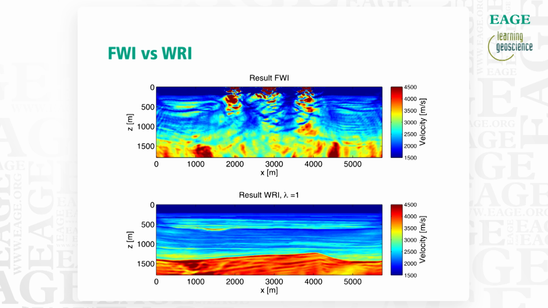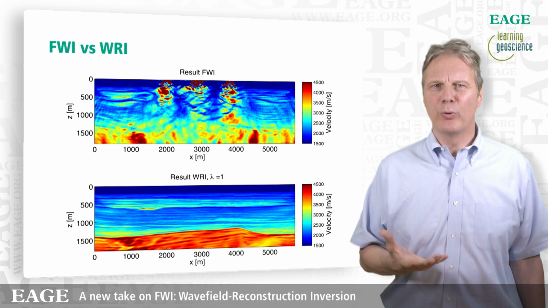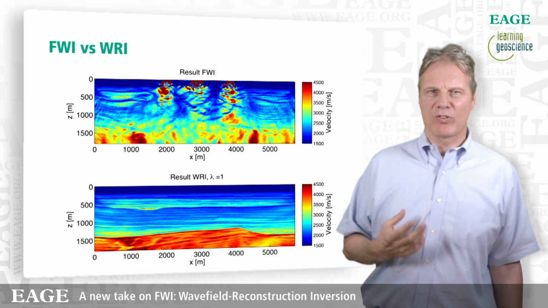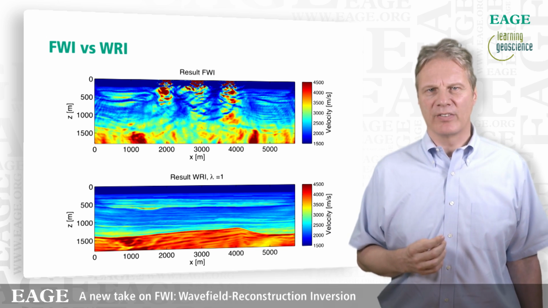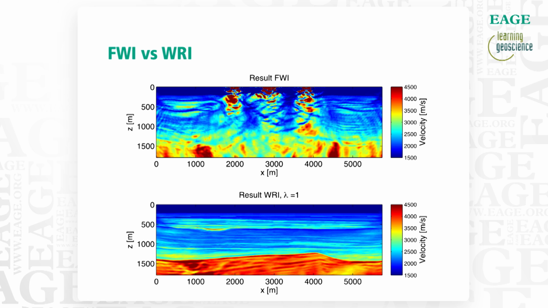And as you can see from the top, the results for FWI are stuck in a local minimum. The initial model was too poor, and the method is going off in completely the wrong direction. Whereas the result for wavefield reconstruction inversion for lambda equals 1 is very reasonable compared to the original model, and manages to escape the local minimum.